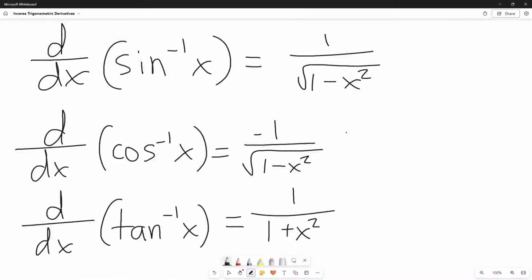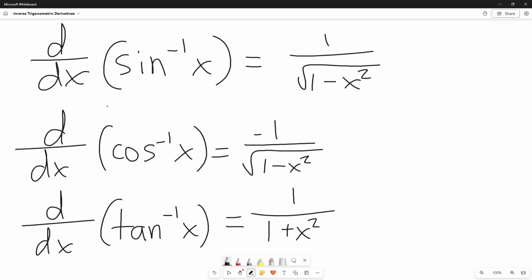So here are the derivatives for the three main inverse trigonometric functions. For arcsine x, it's 1 over square root of 1 minus x squared. And for arccosine x, it's negative 1 over the square root of 1 minus x squared. And for arctan of x, it's 1 over 1 plus x squared. And usually you're expected to memorize these theorems. And in IB, in the formula packet, they give you the theorems there.